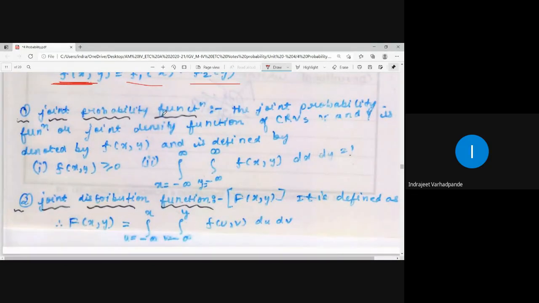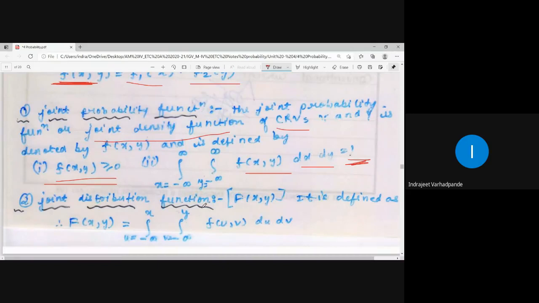So this was all regarding the joint probability function for a discrete random variable. Joint probability function for continuous random variables. The joint probability function or joint density function for continuous random variables x and y is f of xy greater than or equal to 0, integral from minus infinity to infinity for y as well as x, f of xy dx dy is equal to 1. So in case of continuous random variables, summation is converted to integral.